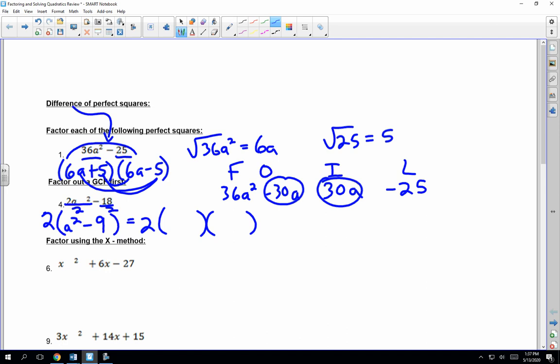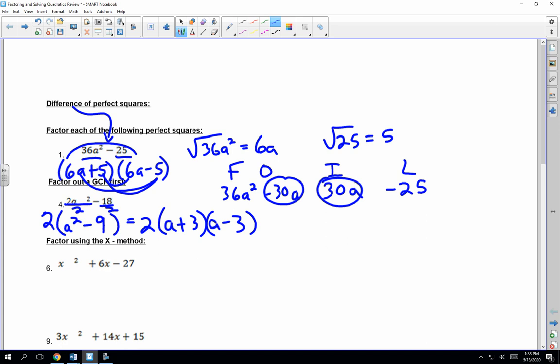The a squared is a perfect square, 9 is a perfect square, the square root of a squared is a, the square root of 9 is 3, so I have a plus 3, a minus 3, and that's what we consider a completely factored quadratic, because we have factored out the GCF first, and then applied factoring principles to whatever's left over and factored it as well.